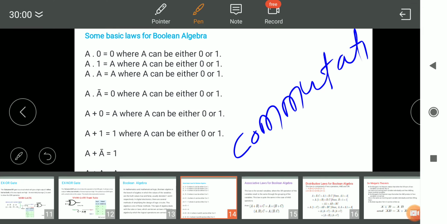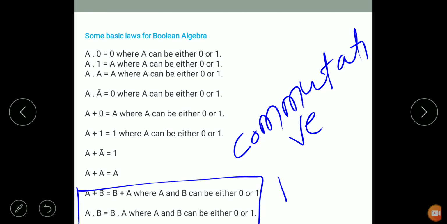Okay, commutative law. Any binary operation which satisfies the following expression is known as the commutative law. That is, a plus b, if we write that b plus a is also the same. Thus the commutative law states that we can change the sequence of the variables, that is nothing but the sequence of the inputs, without having any effect on the output of the logic circuit.